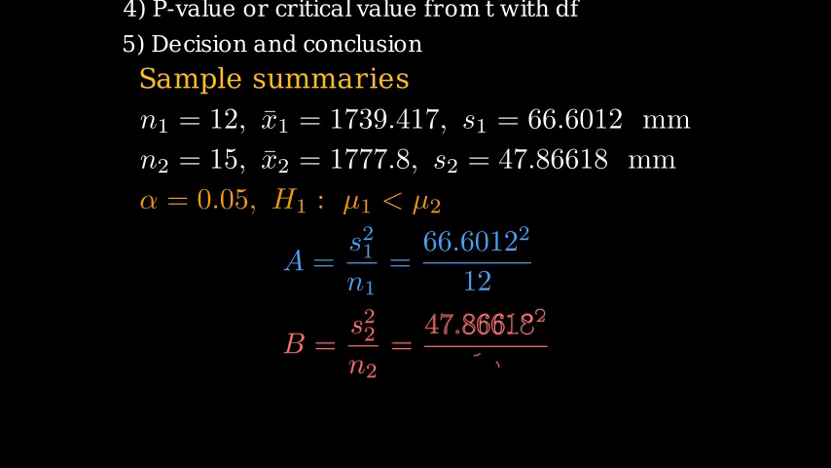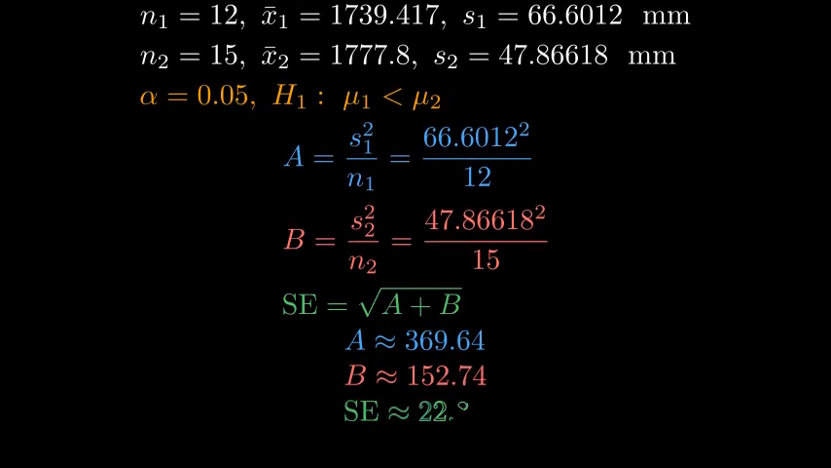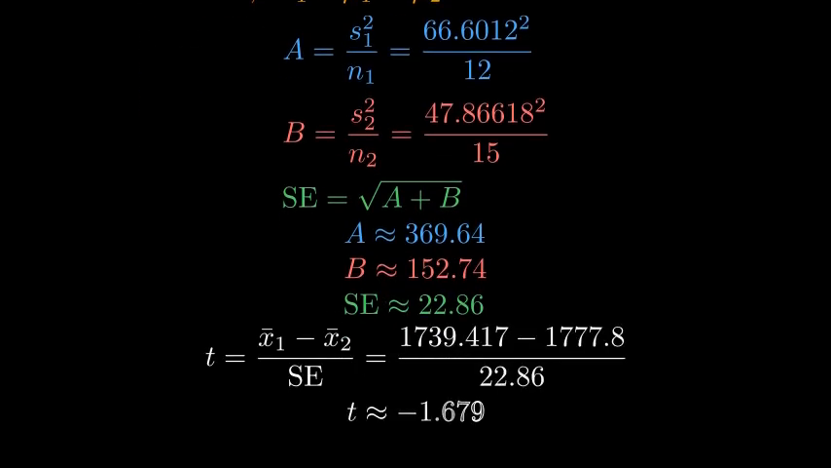First, compute the standard error. It is the square root of a plus b, where a is s1 squared over n1 and b is s2 squared over n2. Then compute the t-statistic as x bar 1 minus x bar 2 divided by that standard error.